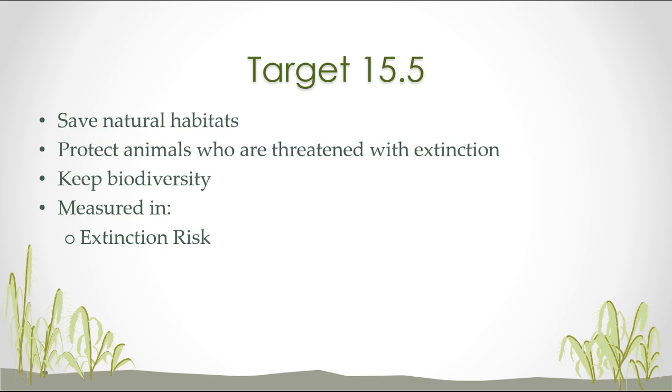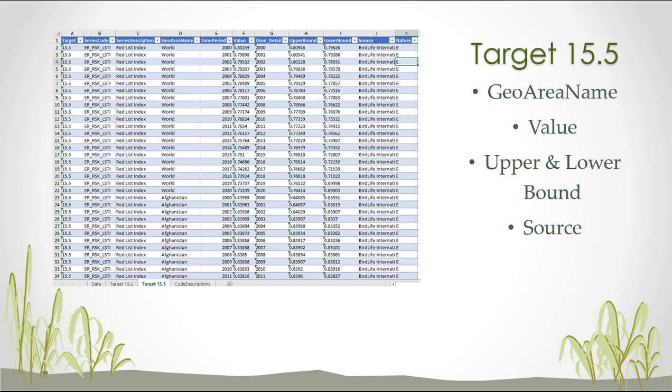Switching to target 15.5, the major aspect is saving wildlife. Many places across the globe have animals on the Red List Index with high extinction rates. This could be caused by them losing their homes, poachers, or loss of access to food. On a global level, this target is measured in extinction rates for different areas.